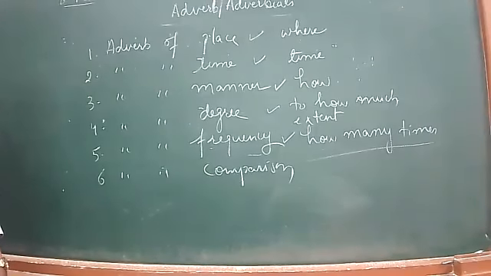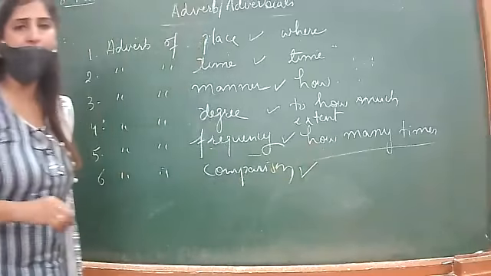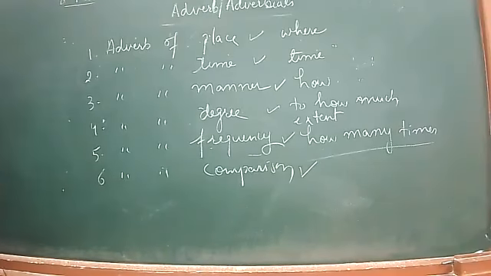Four times, five times, okay? So in this manner, it can be there. So next is adverb of degree of comparison. When comparison is made, how is comparison made?